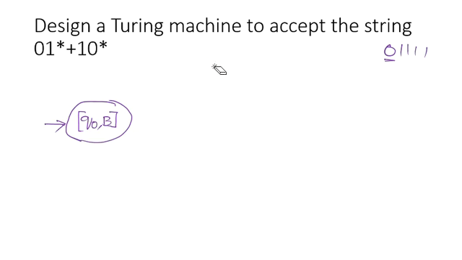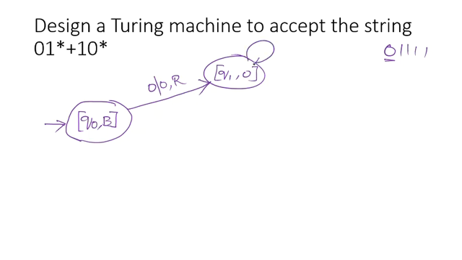So let me draw it neatly. Q1 comma 0. So what will be the transition? If it is 0 comma 0, we will move to the right direction. After scanning zeros, if you are encountering a 1, it should remain in the same state and skip all the ones. That means there is no updation. So you have to write 1 of 1 and move towards the right direction.